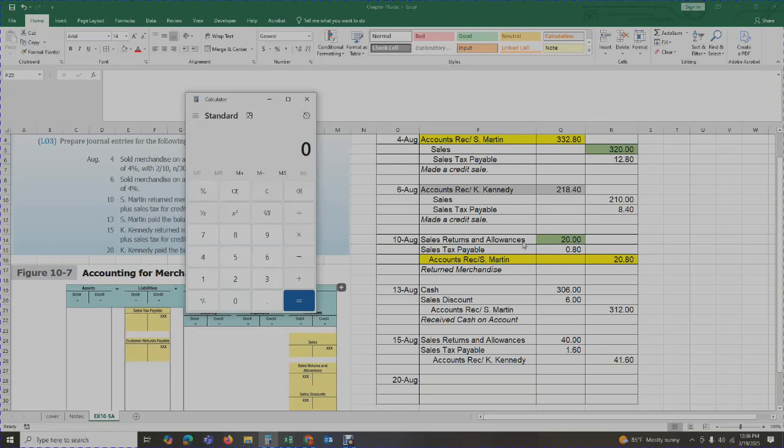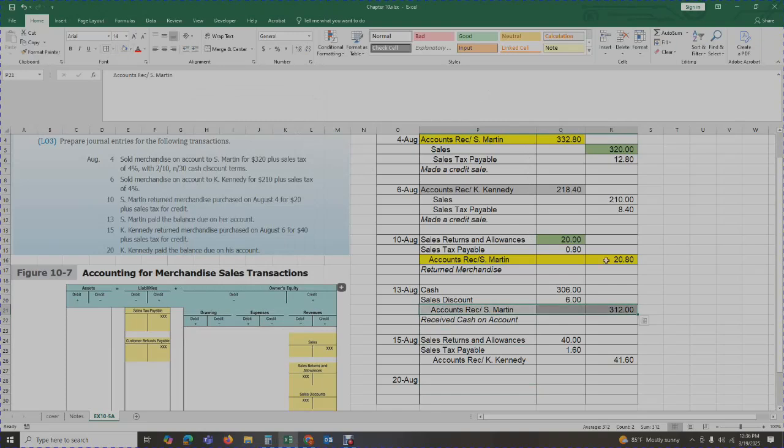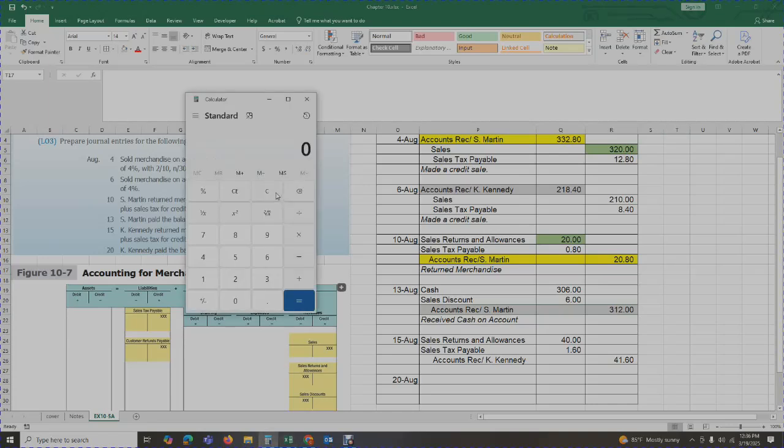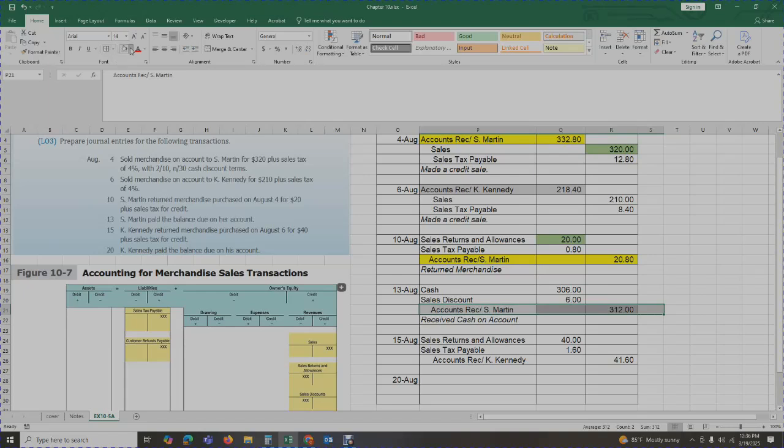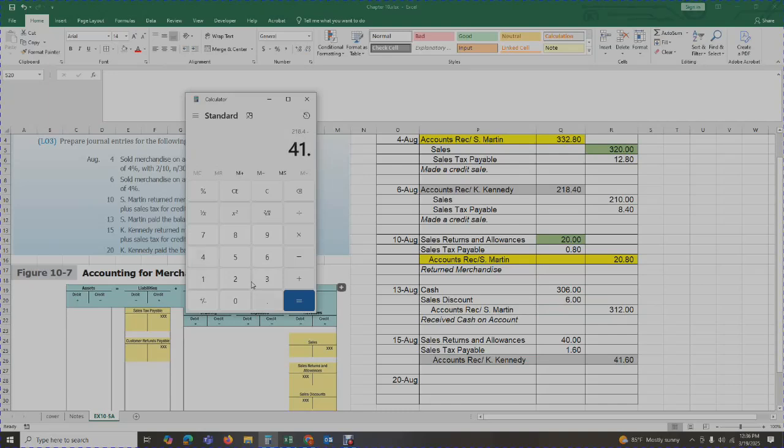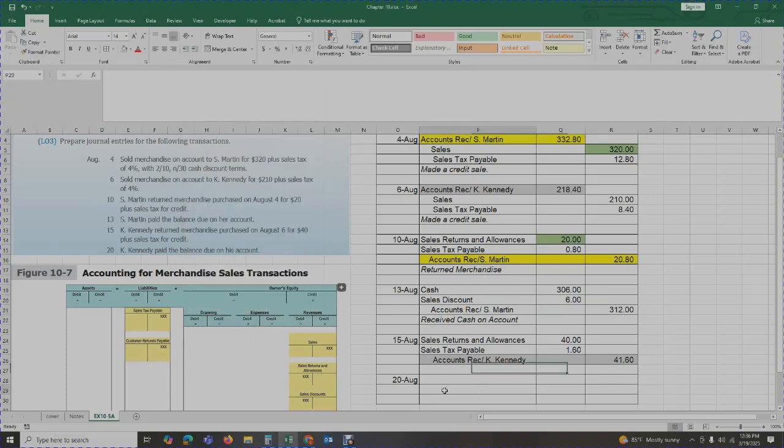So all we have for Kennedy is, let's look at our receivable. Okay, we've got where he purchased on account for $218.40, and then Kennedy had a return. Oh, and I highlighted the wrong one. Sorry. Kennedy down here had a return of $41.60. Okay, so the amount that Kennedy owes me is $176.80. Okay, we have to clear the receivable. Now the balance on the accounts receivable is a debit. If I want to zero it out, that means I need to credit my accounts receivable.